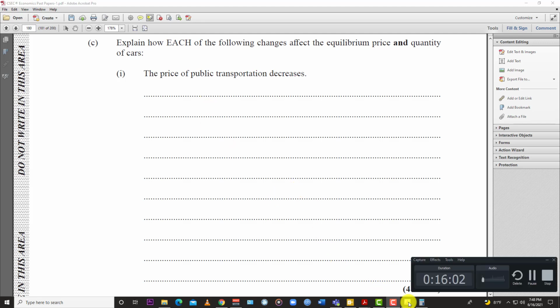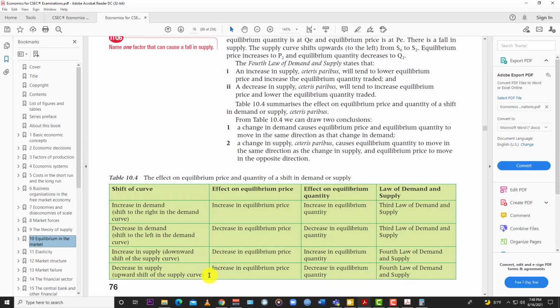And so if we jump to our textbook here, we have the outline of the effects on equilibrium price and quantity of a shift in demand or supply. If there is a decrease in demand, a shift to the left of the demand curve, then equilibrium price will fall, as I said, and equilibrium quantity would also fall, right? So that's clear. There's a decrease in demand for cars because the price of public transportation has gone down, so it's more favorable. Demand increases for that one, and so that's how we explain that one.